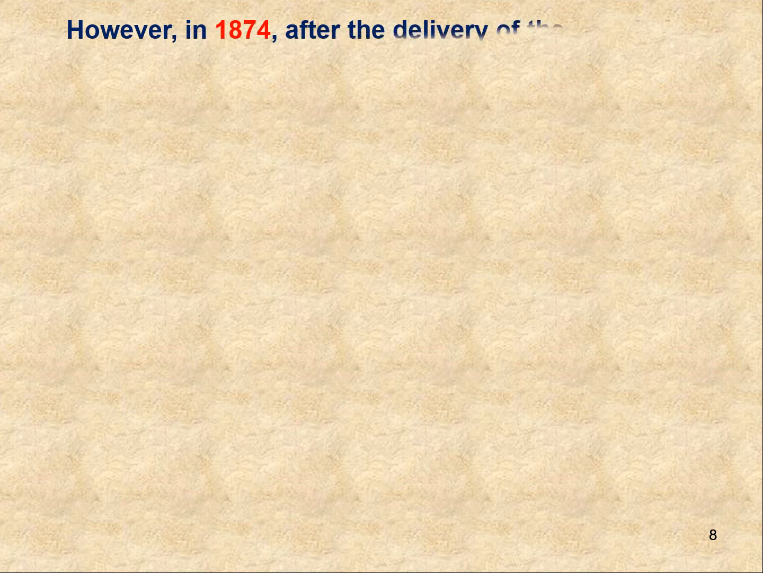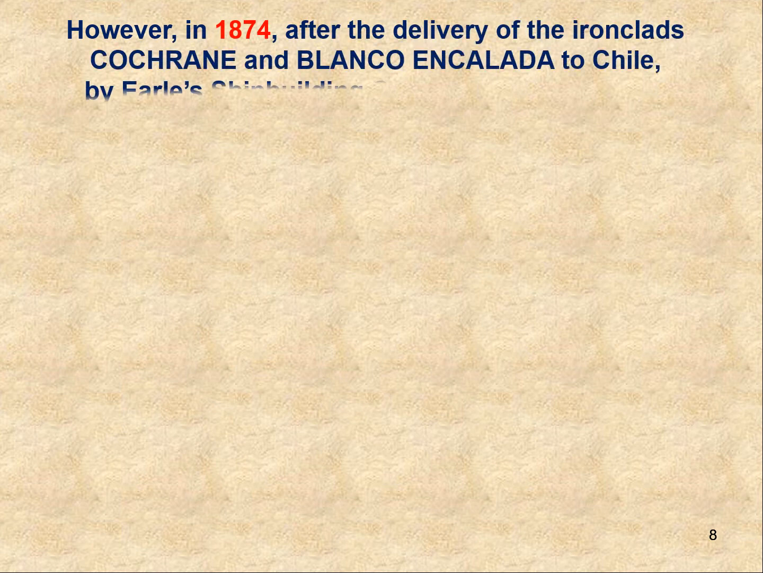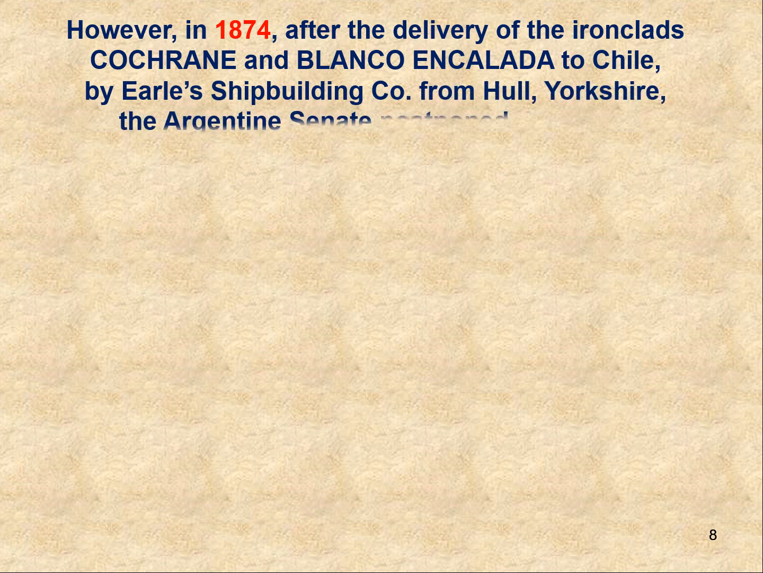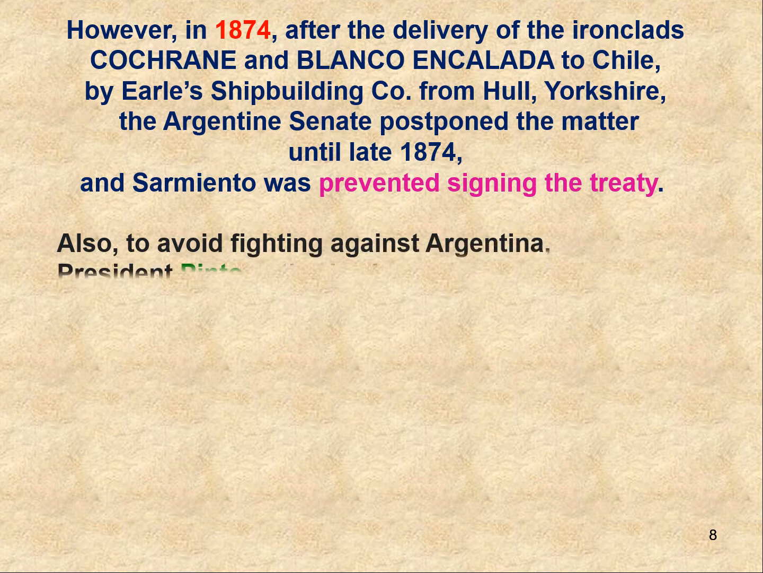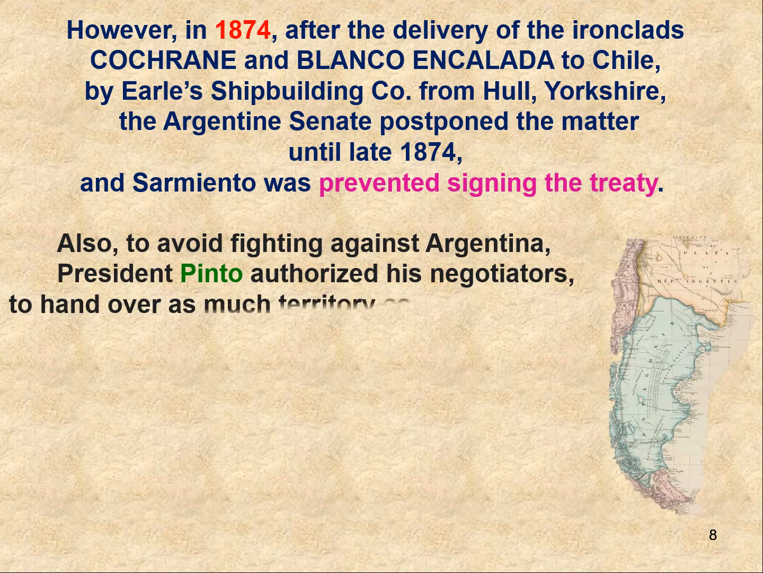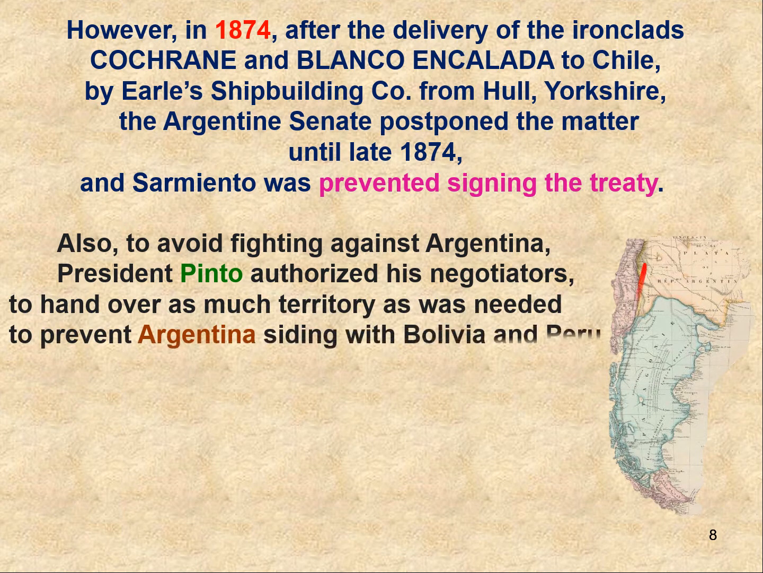However, in 1874, after the delivery of the ironclads Cochrane and Blanco Encalada to Chile by Earl Shipbuilding Company from Hull, Yorkshire, the Argentine Senate postponed the matter until late 1874, and President Sarmiento was prevented from signing the treaty. Also, to avoid fighting against Argentina, President Pinto from Chile authorized his negotiators to hand over as much territory as was needed to prevent Argentina siding with Bolivia and Peru.